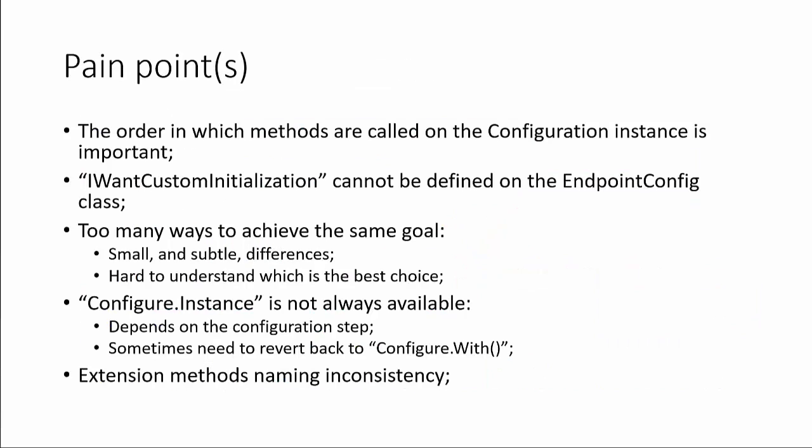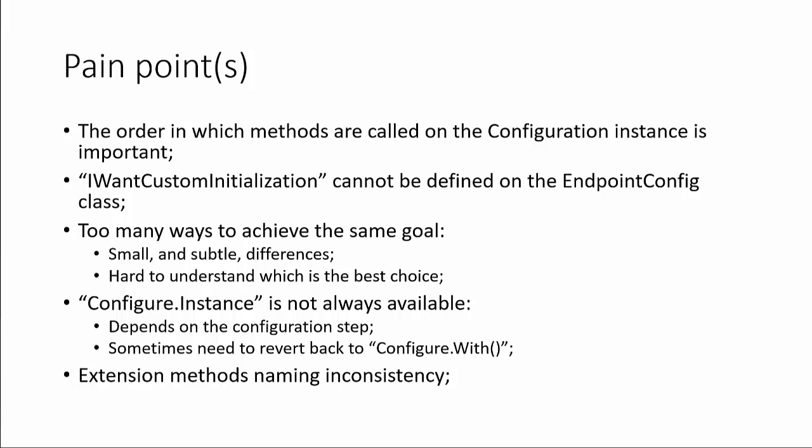Which are the pain points of the V3 and V4 configuration API? Well, the order in which the Fluent API methods are called is really important. We cannot do whatever we want. Despite it being a Fluent API, methods must be called in a specific way. Not every single method, but for example, if you need to define the endpoint name, the DefineEndpointName method should be called before anything else.